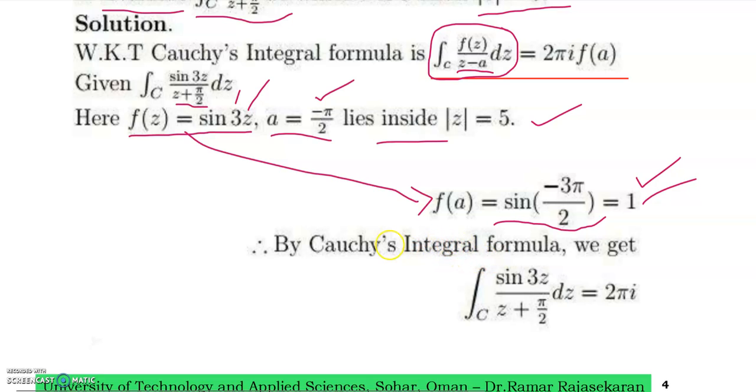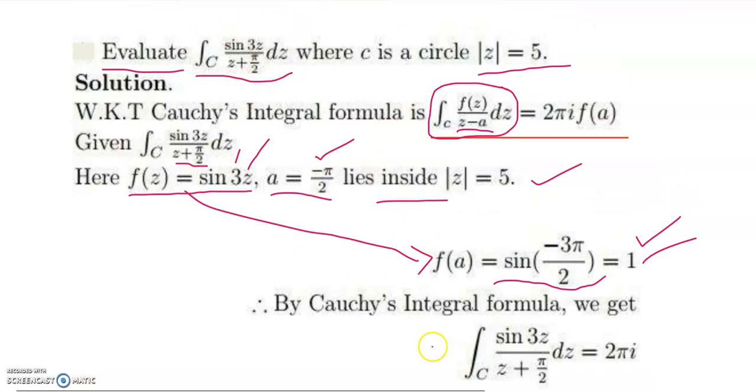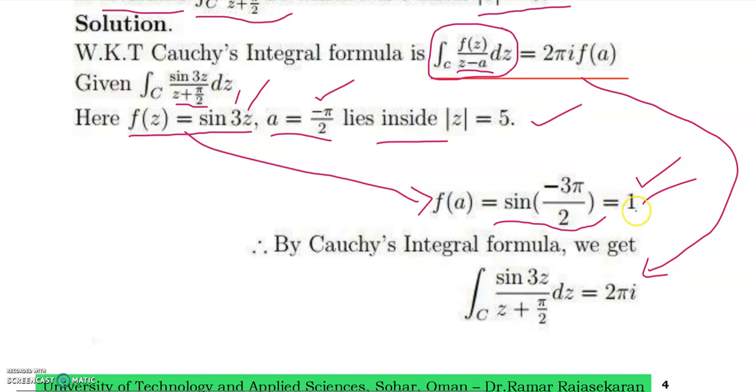Okay. Now you can substitute here. So now by Cauchy's integral formula, what is the value of this integration? That is equal to 2 pi i multiplied by f of a. What is f of a? f of a is 1. You substitute here both. So 2 pi i multiplied by 1, which means 2 pi i.